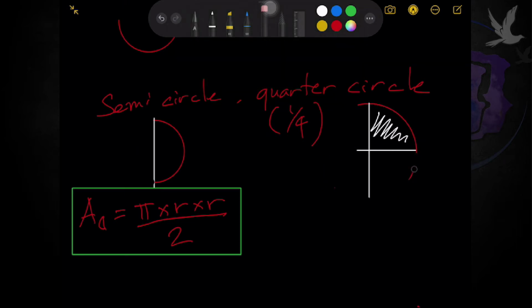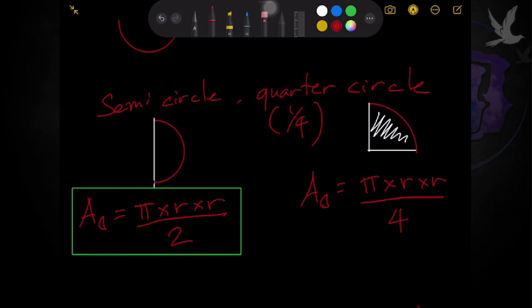Okay, para mas maintindihan ninyo. Now, if you notice, sa circle, we divided it to how many parts? Okay, we divide it by 4 parts, di ba? 1, 2, 3, 4. Okay. We divided it by 4 parts. So, in other words, ganun lang din. If you encounter a quarter circle, all you have to do is to take the original area of a circle, which is pi times r times r in your case, and just divide the answer by 4.